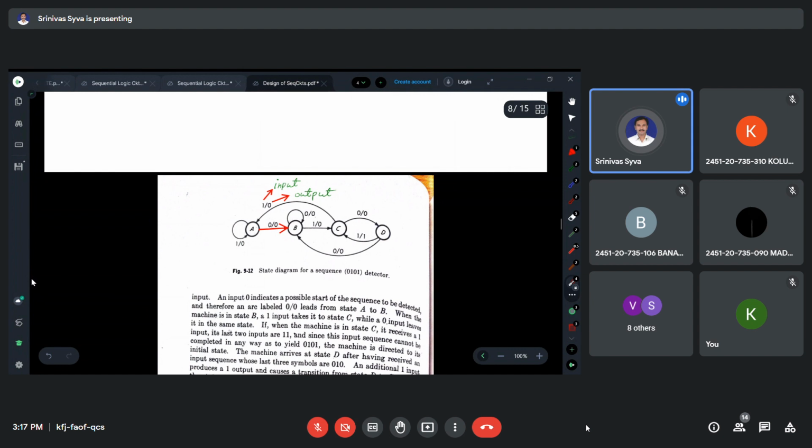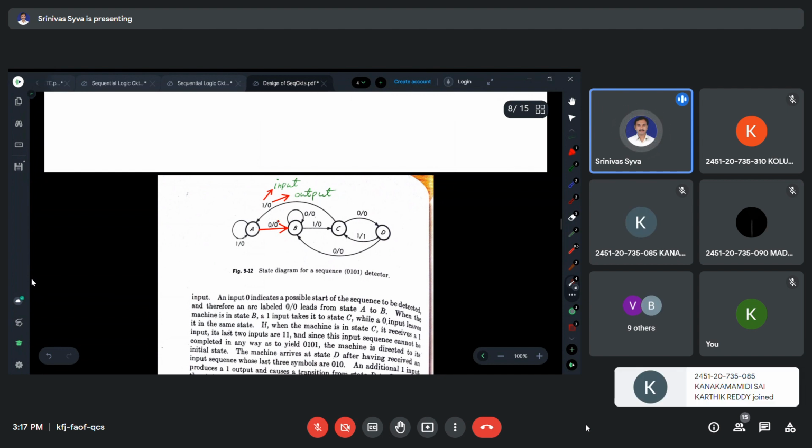When you receive input 0, output is maintained at 0 only, because the expected pattern of the bits is not yet received. After receiving 4 bits in the order 0, 1, 0, 1, then only the output will be made 1. So that's why here it is kept. Input is 0, output is 0. Okay, and the machine moves from A to B.